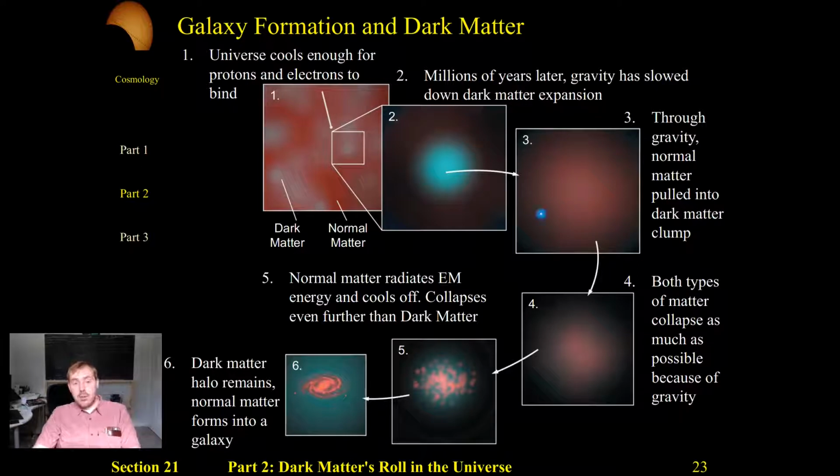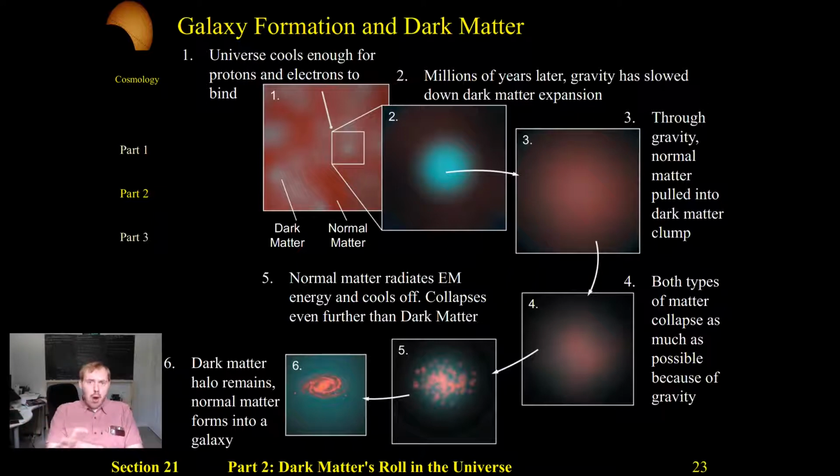So in all these pictures here, this greenish teal is going to be a dark matter clump. Red's going to be our luminous matter. So the universe has cooled off enough. Protons and electrons can start forming neutral atoms again. And now we wait a couple million years. Gravity is taking this expansion of the universe and slowing it down a little bit.